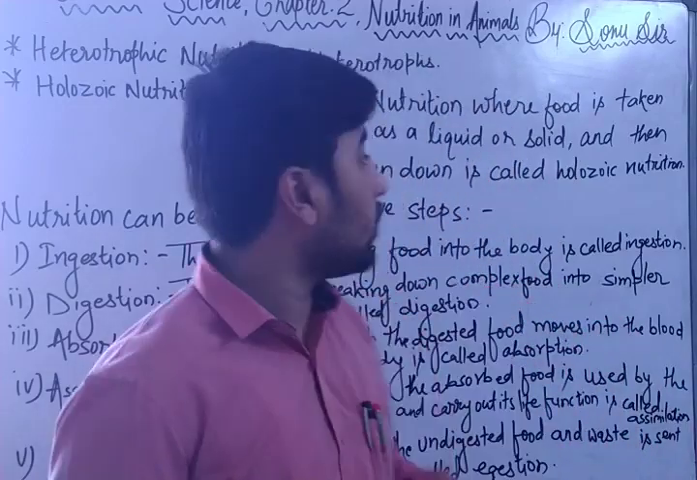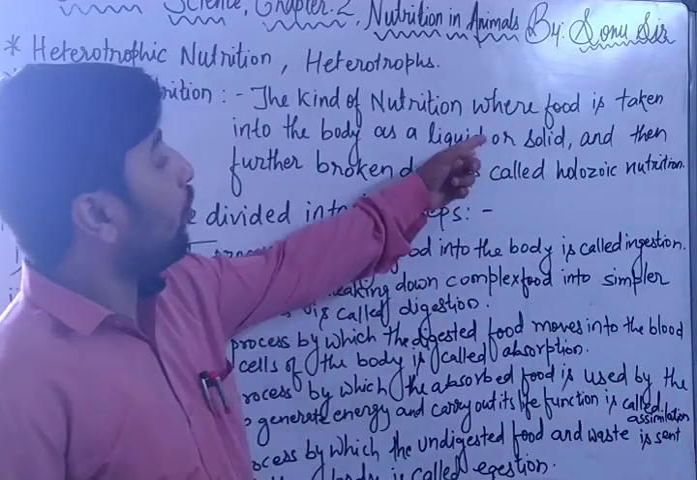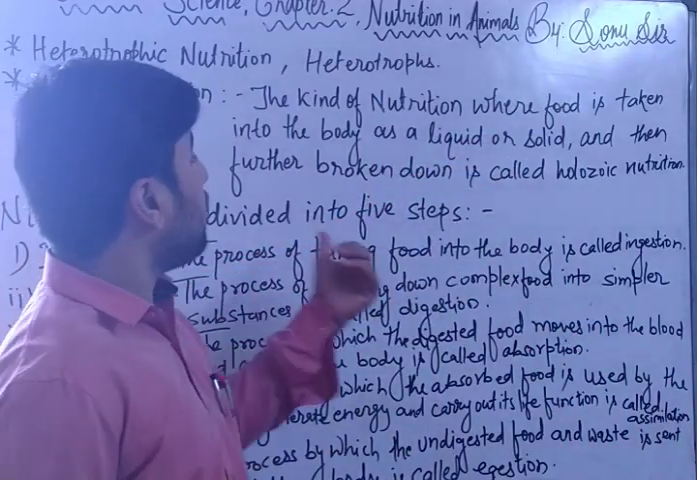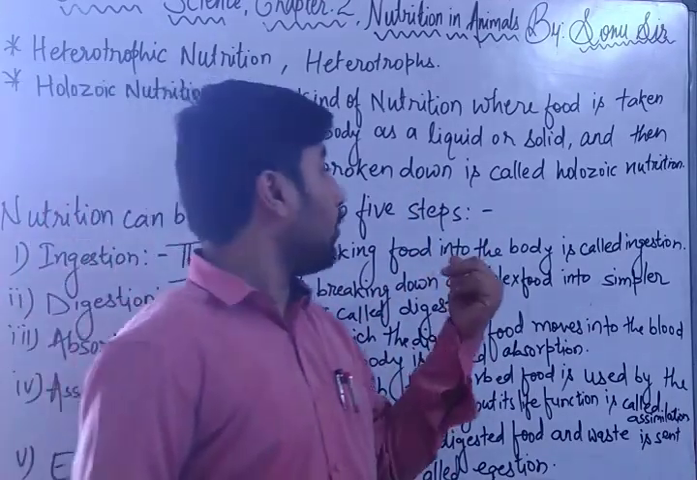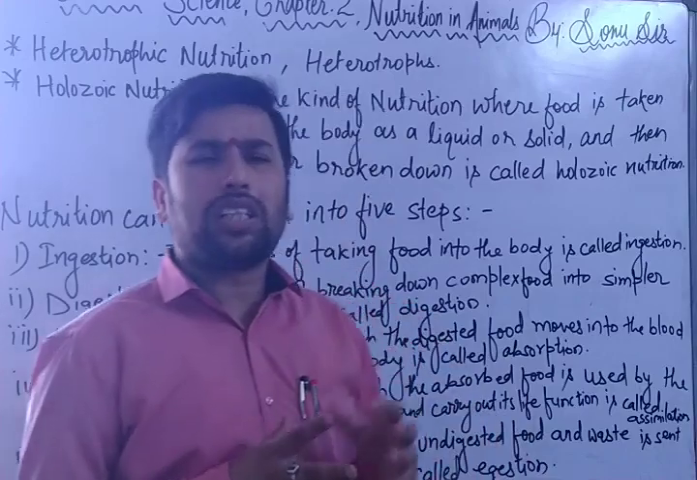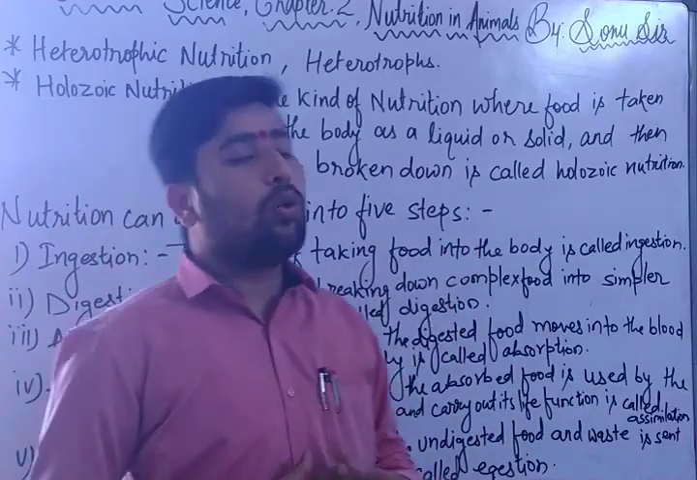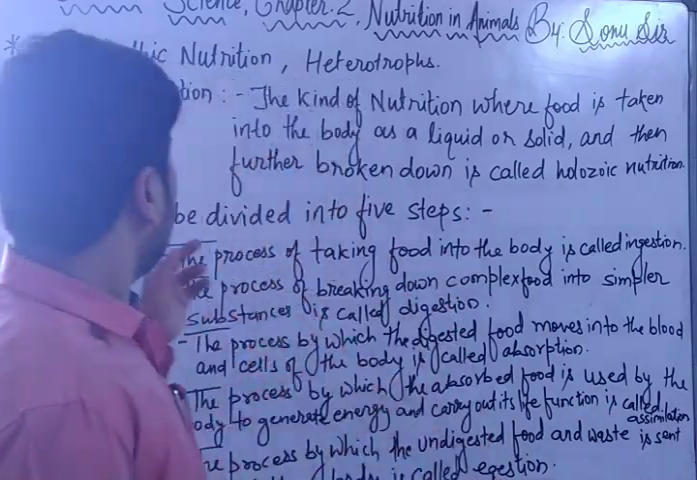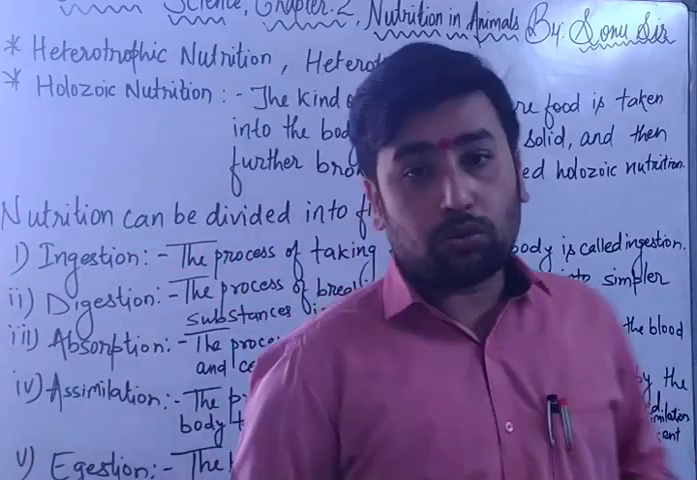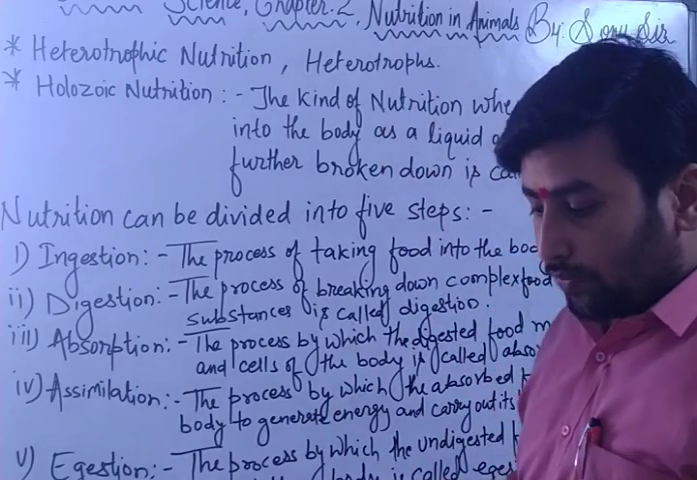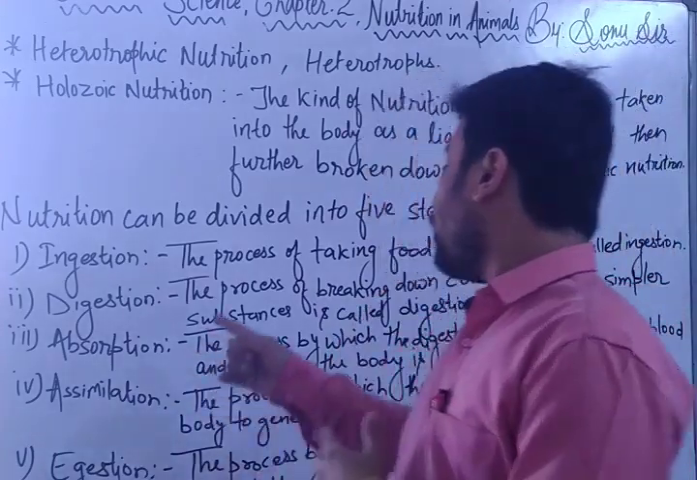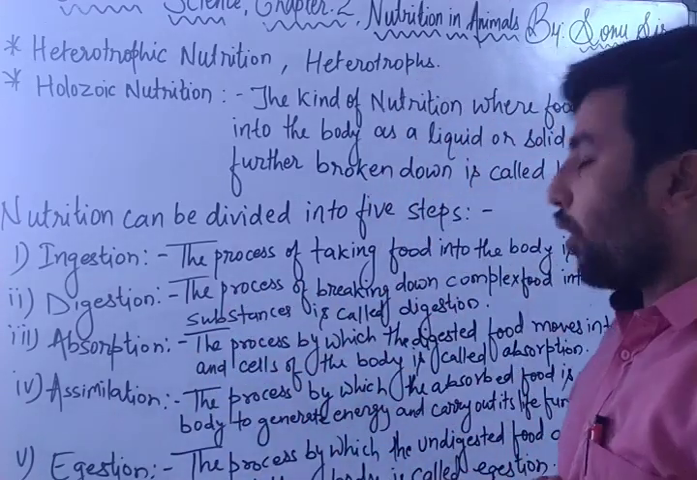What is holozoic nutrition? The kind of nutrition where the food is taken into the body in the form of liquid or solid and then further broken down into simpler parts is called holozoic nutrition. Now, holozoic nutrition can be divided into 5 steps. First is ingestion. What is ingestion? If anybody asks you what is ingestion, it is the process of taking food into the body.